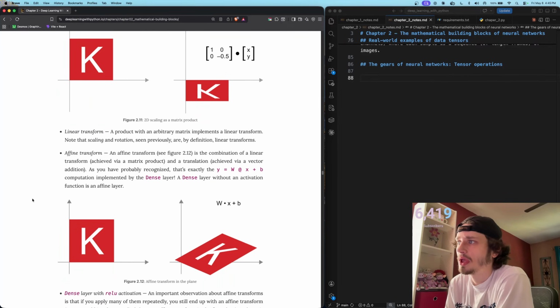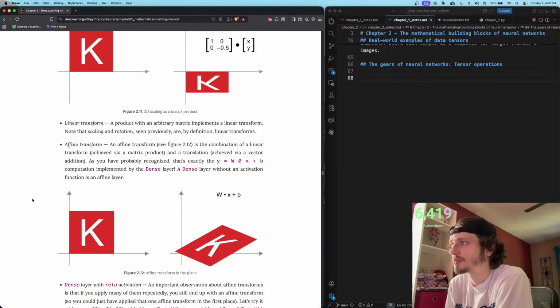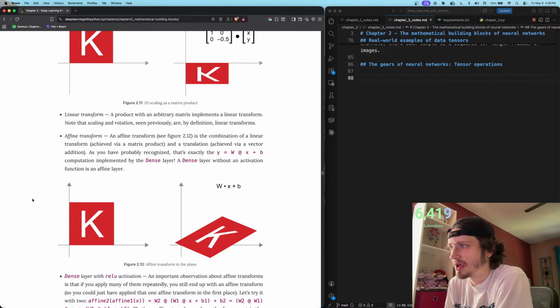Linear transformation. A product with an arbitrary matrix implements a linear transformation. Note that scaling and rotation seen previously are by definition linear transformations. Affine transform. An affine transform, see figure 2.12, is the combination of a linear transform achieved via a matrix product and a translation achieved via a vector addition. As you have probably recognized, that's exactly the y = W @ x + b computation implemented by the dense layer. A dense layer without any activation function is an affine layer.